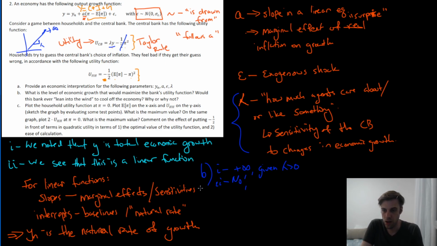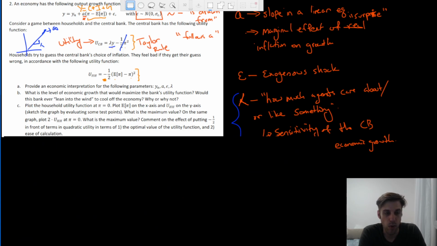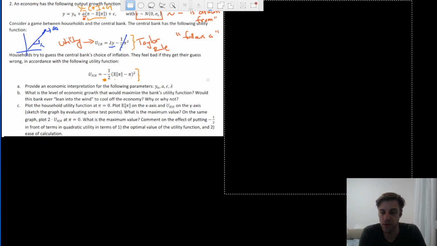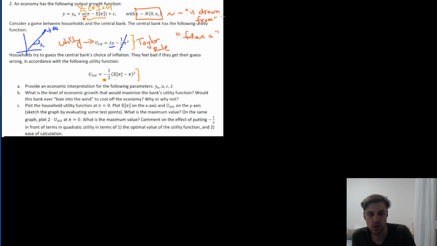Okay, perfect. And let's do C very quickly because C is not so complicated. It's just going to make a point about the 1/2 on the utility function for the bank. Okay, so we have the bank's utility function. I'll write it again because it's not so easy to erase in this program because I wasn't smart enough to set up layers and stuff. So the utility for the central bank is lambda y minus 1/2 pi squared.